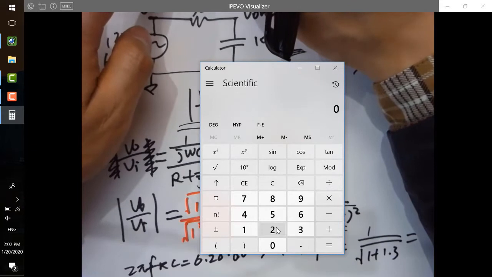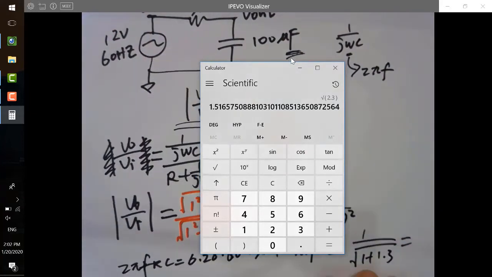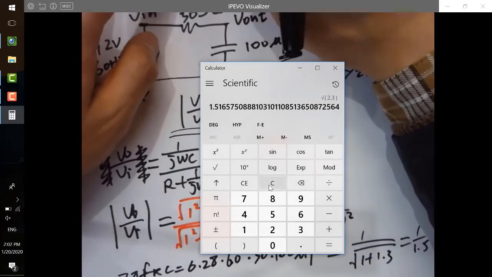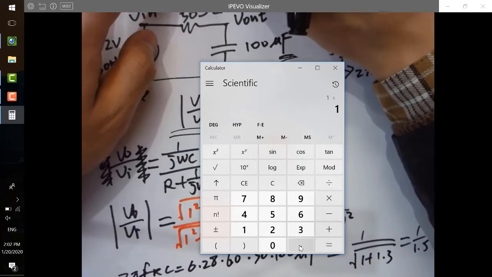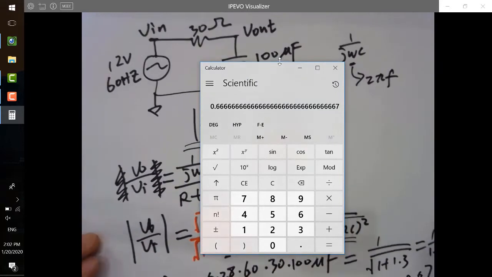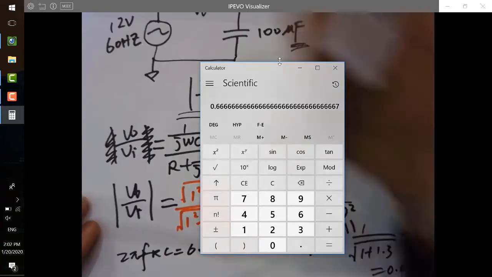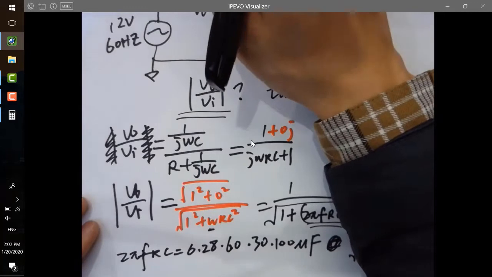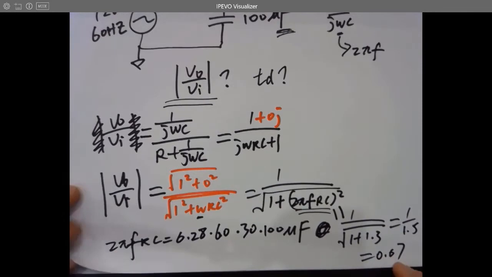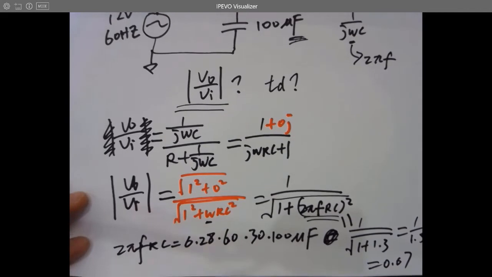2.3, right? Square root of 2.3 is 1.5. And 1 over 1.5 is 0.67. So that's this, and that's this. Okay, so the VO will be 0.67 of VI. So 67% of VI. That's the amplitude.